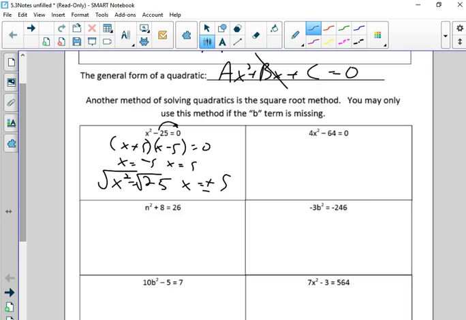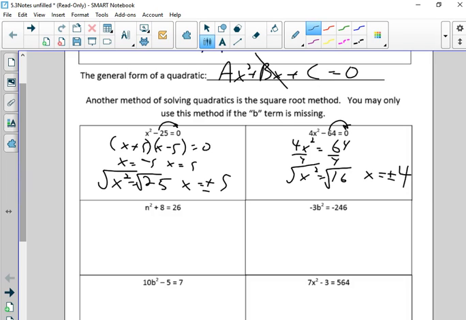So we're going to go with the new way for now. So first off, on this one, we're going to move 64 over. We're going to have 4x squared equals positive 64. Then divide by 4, x squared equals 16. Well, hey, 16 is a perfect square, isn't it? So we're just going to square root here, square root there, and we got to remember to start off with that plus and minus.